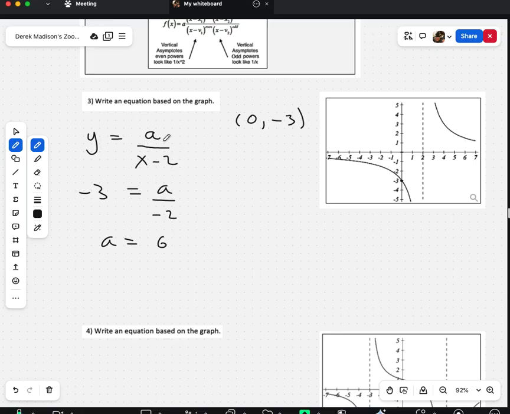Sorry, I just noticed an error in my notes. I was just making sure it's my notes and not here. Nope, this is correct. So a equals 6. And so then that means y equals 6 over x minus 2.